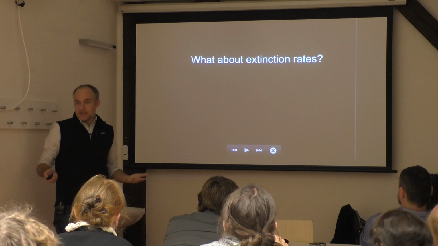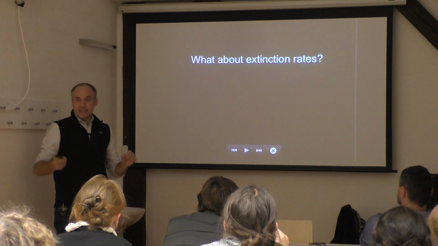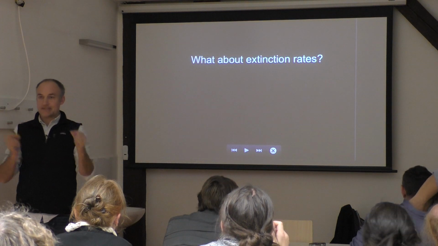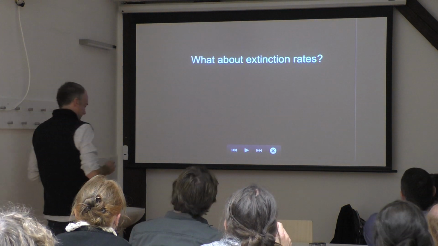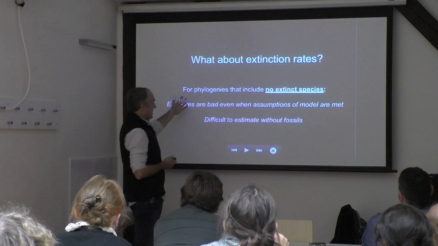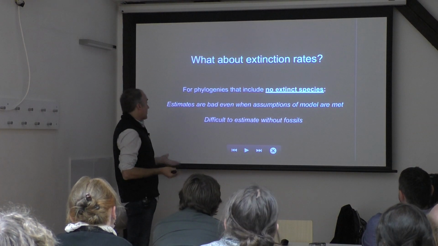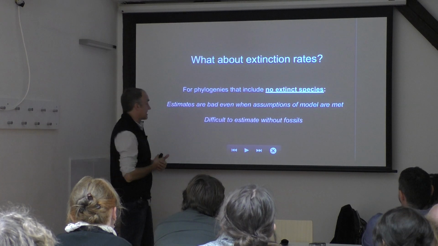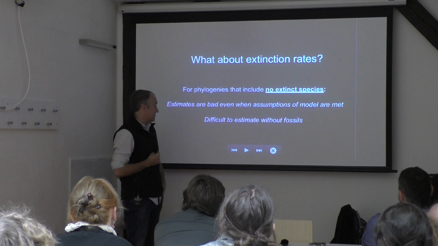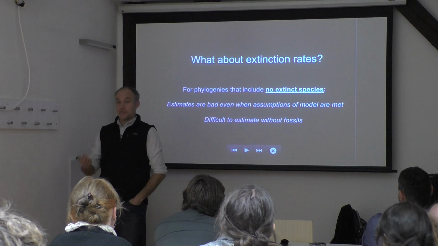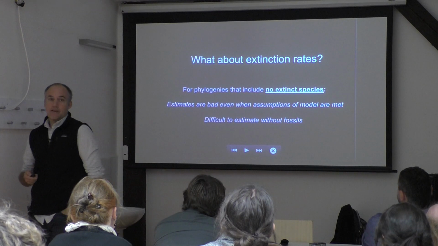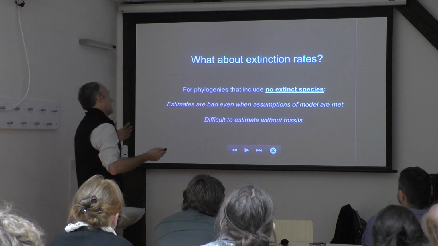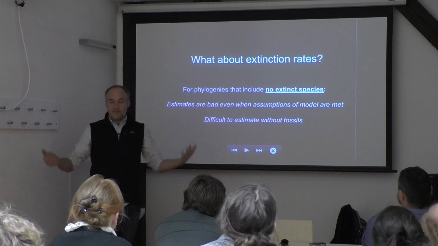Now, the fact that we're talking about speciation immediately, and not net diversification, raises the question of what about extinction? For phylogenies that include no extinct species, it turns out that estimates of extinction are actually pretty bad, even when the assumptions of the model are met. And extinction is very difficult to estimate without fossils.